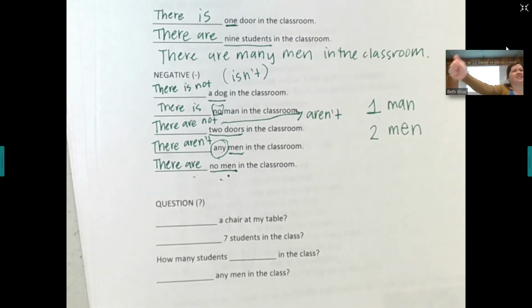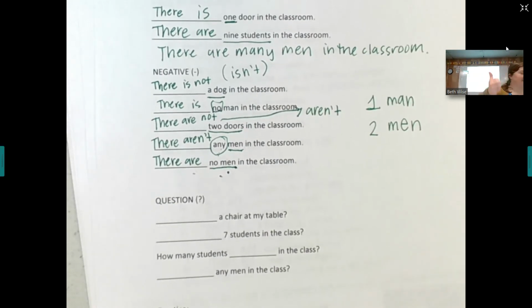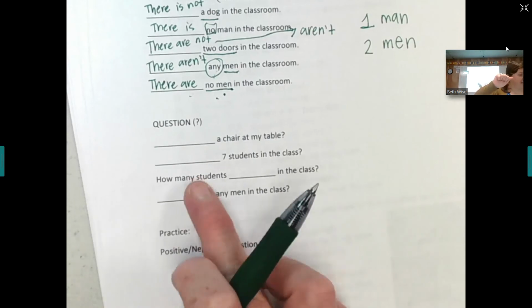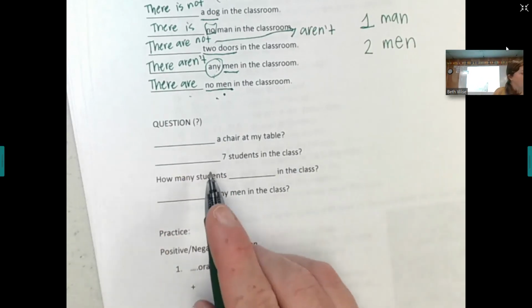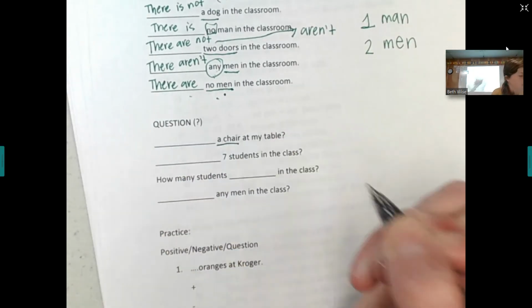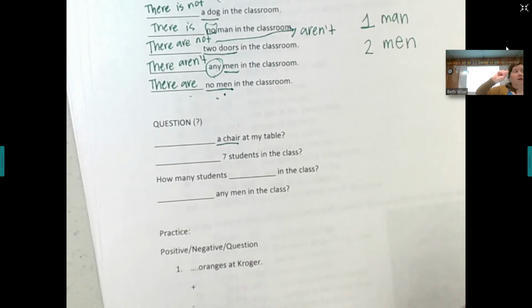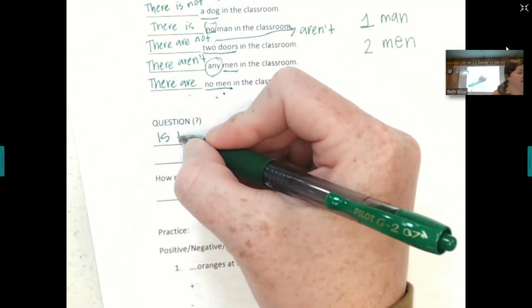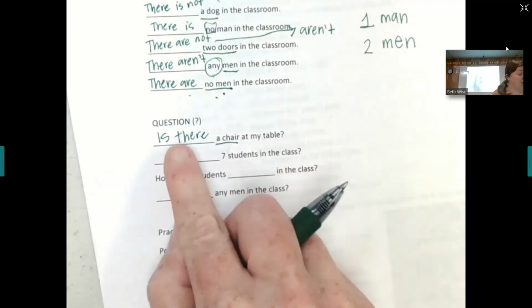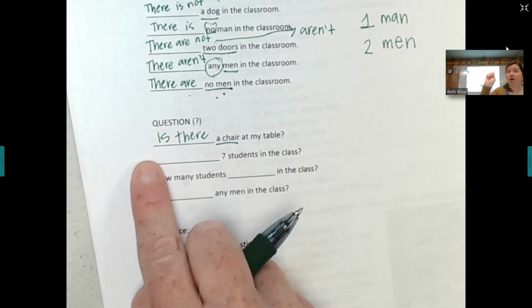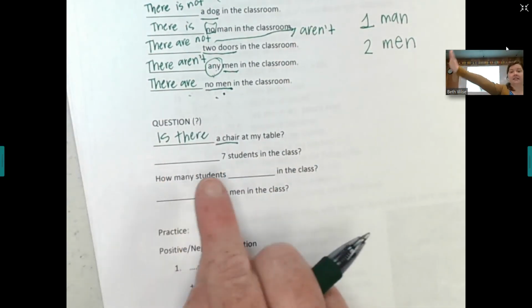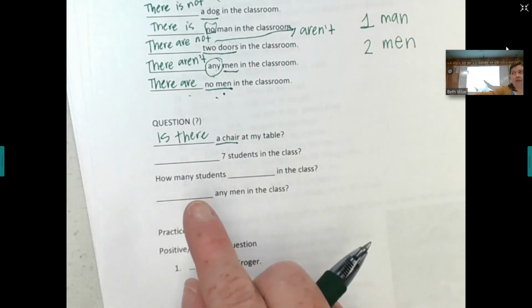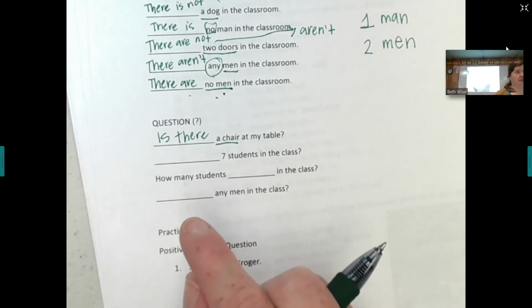Yes? We're going to practice today, so don't worry if you're like, I don't know. Okay, question. All right, question. All right, so look at this. A chair. One chair, right? Are we going to use is or are? Is, right? Because it's one chair. Okay, so is there. So for the question, the is and the are goes first. Is there a chair at my table? Okay?